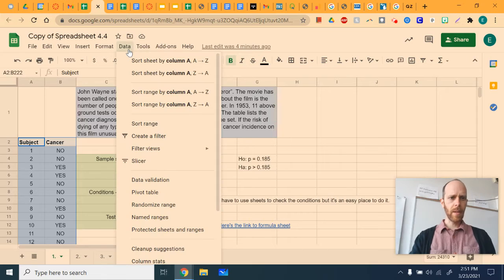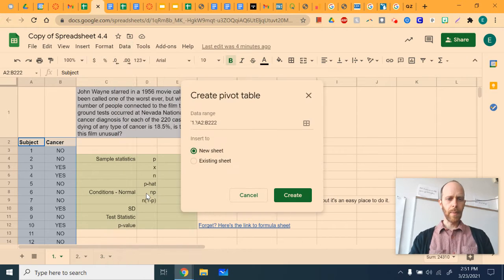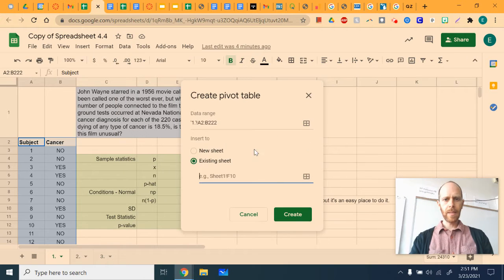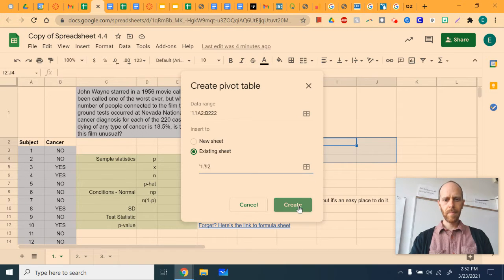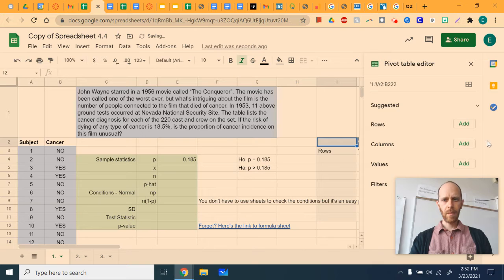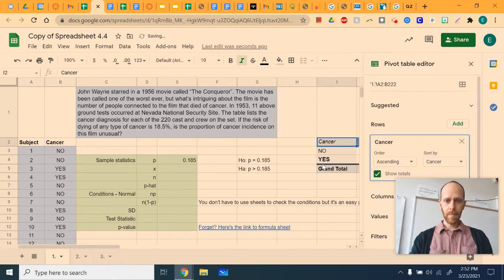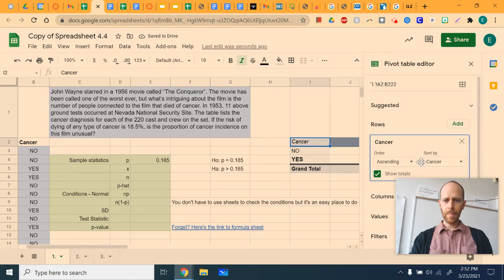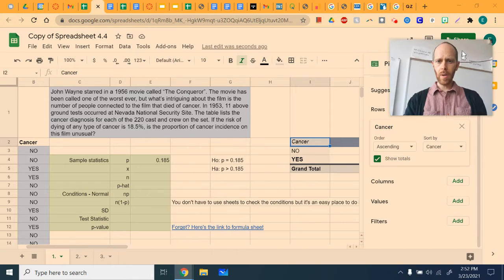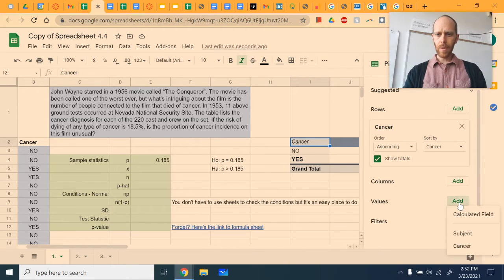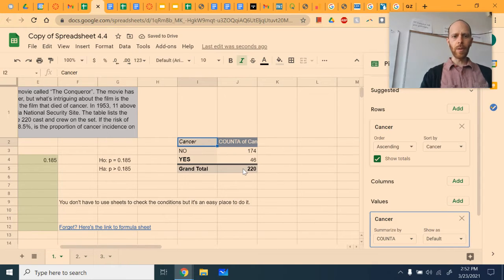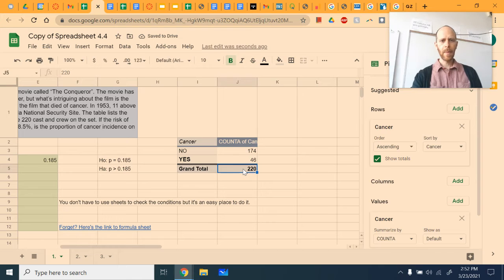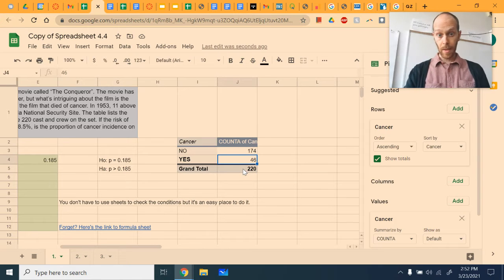Then you can go up here, data, pivot table, existing sheet, pick a spot somewhere over here. Rows, cancer. So you should see yes and no. And then for values, also choose cancer. And what you'll see is it's going to tell you there are 220 people and 46 of them died of cancer.